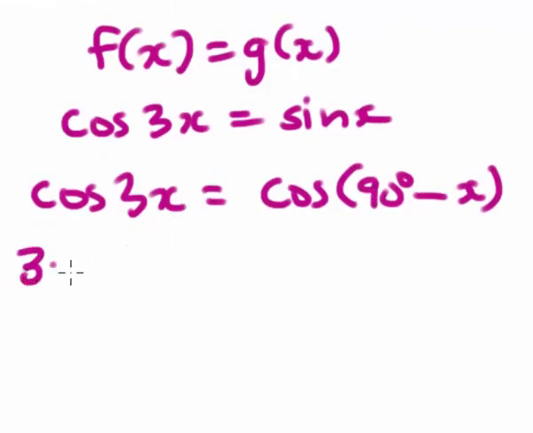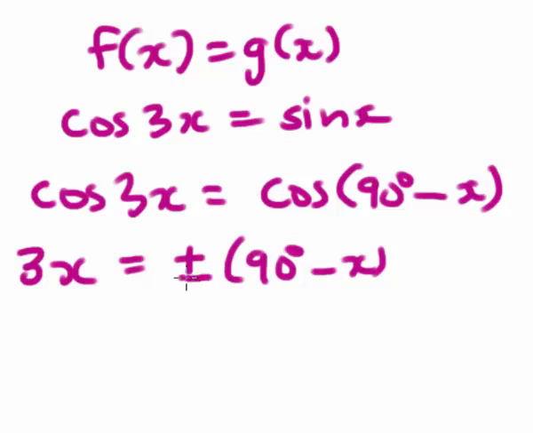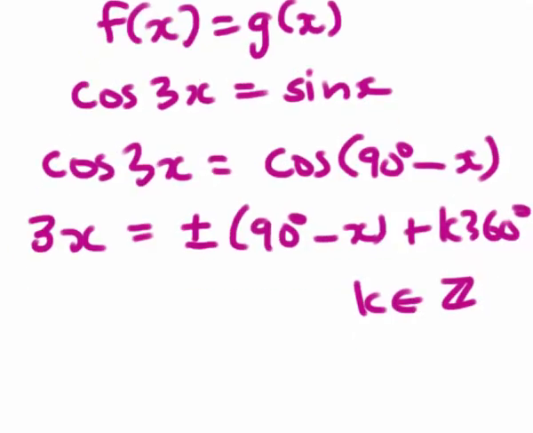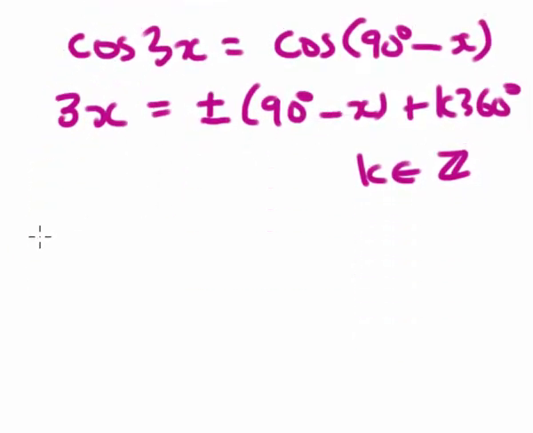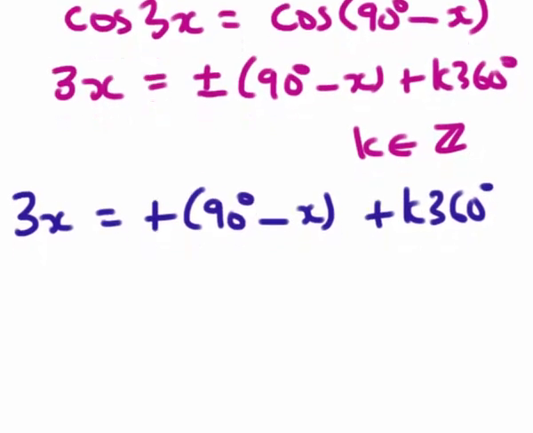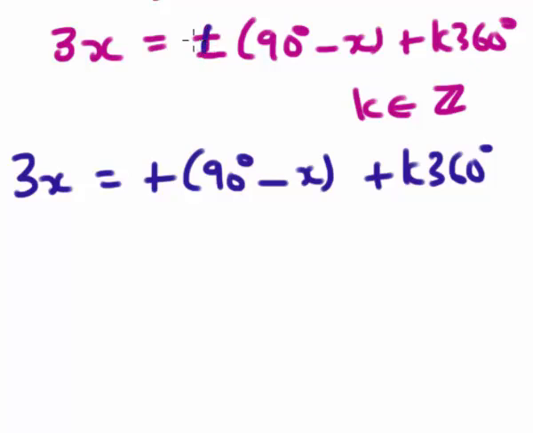Then you can use the rules of trig equations. 3x is plus minus, drop the cosines, plus minus (90 minus x) plus k 360, where k is an element of Z. Okay, cool. Now we've got two situations. The first one, and I'm going to go to a little blue color here. If we take 3x is positive, so it's positive 90 minus x plus k 360. That's the one scenario.